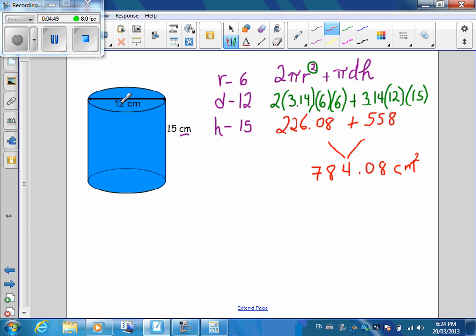And that's it for cylinders. Just make sure you know the difference between the radius and diameter, and that the radius is squared. So you see the number multiplied twice.